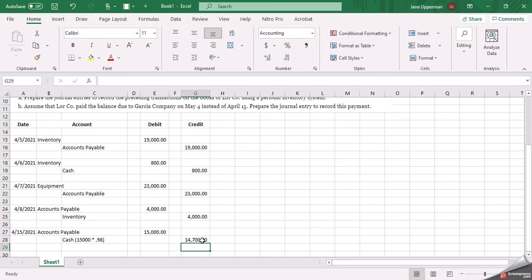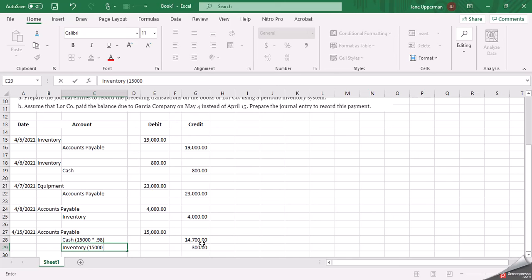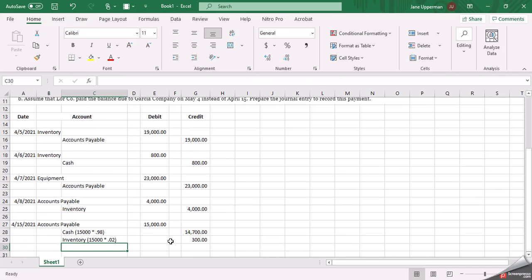Now, if you wanted to, you could take the 15,000, multiply that by 0.02 or 2%, and you'd say, okay, that's a $300 discount or purchase discount. In this case, it just reduces our inventory. Again, that would be by taking the 15,000 and multiplying that by the 0.02. And then you can see that that's what makes our entry balance.